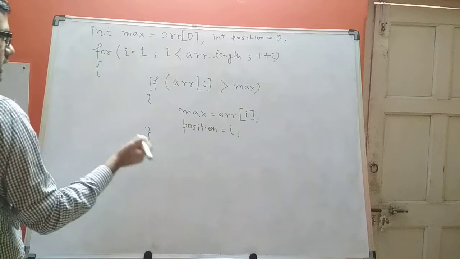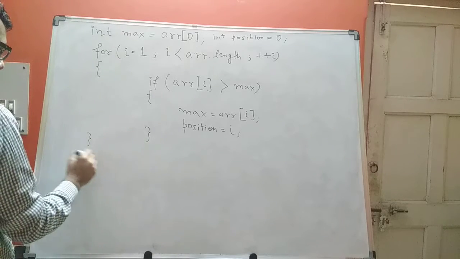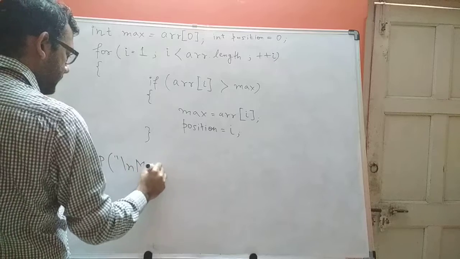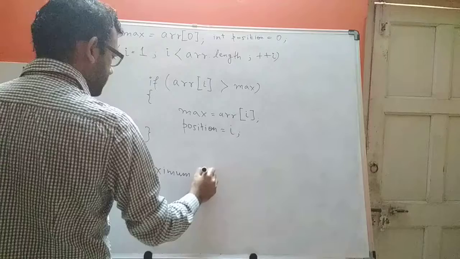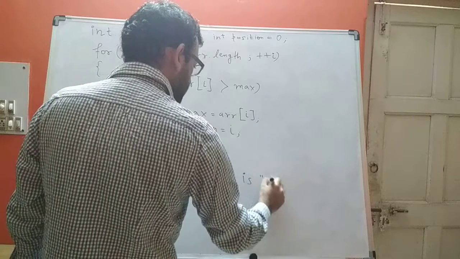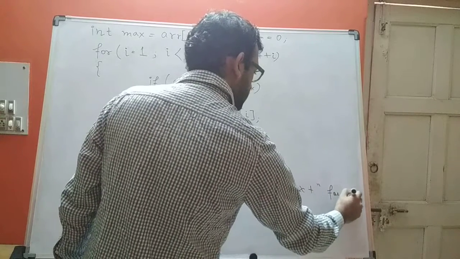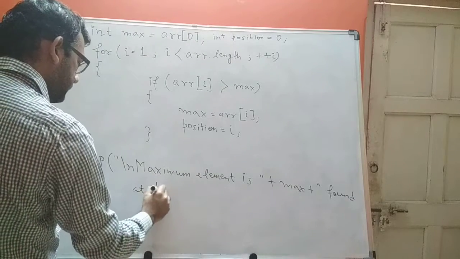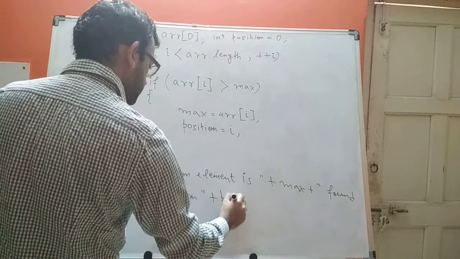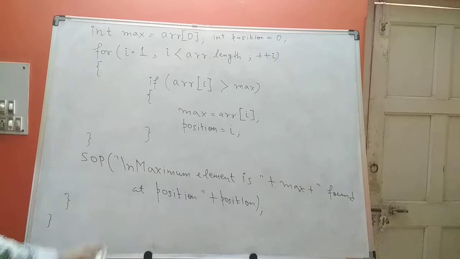Now after the position is changed to i, what will I do? I'll end my loop. So I'll keep on doing this for all the elements of the array. And after I'm done finding the maximum, I'll simply print out a statement. So I'll say System.out.print, maximum element is plus max, found at position plus position. So this will be the end of the main and this will be the end of the class.